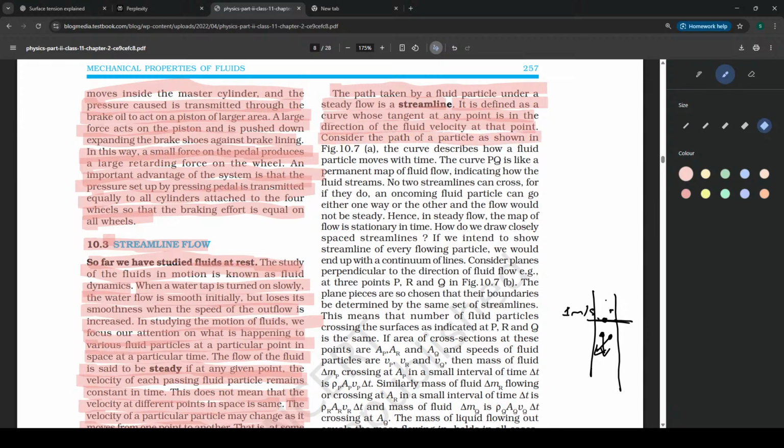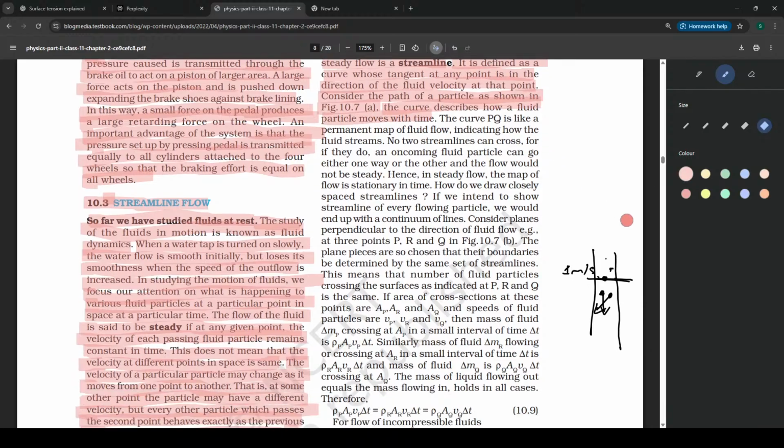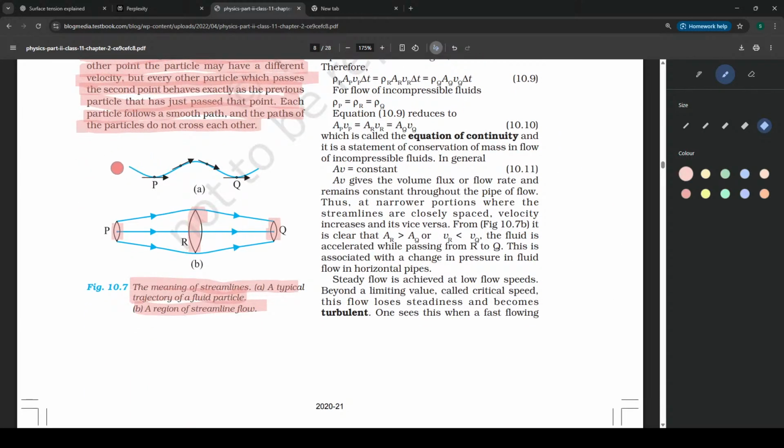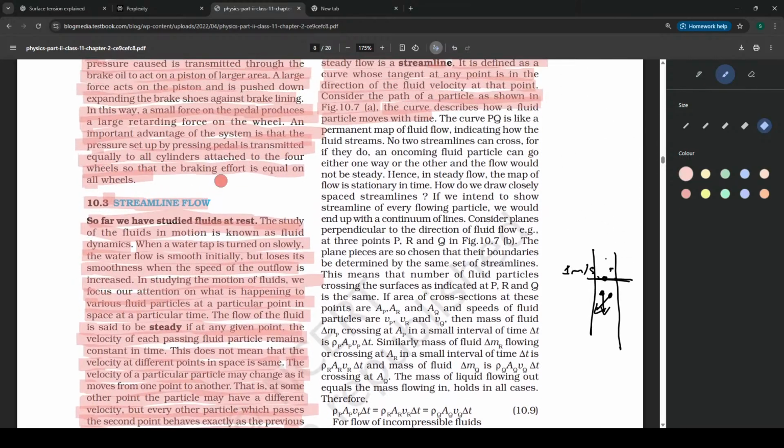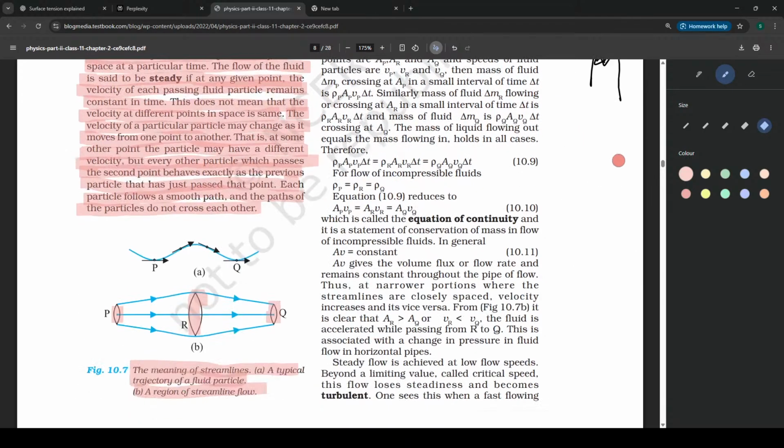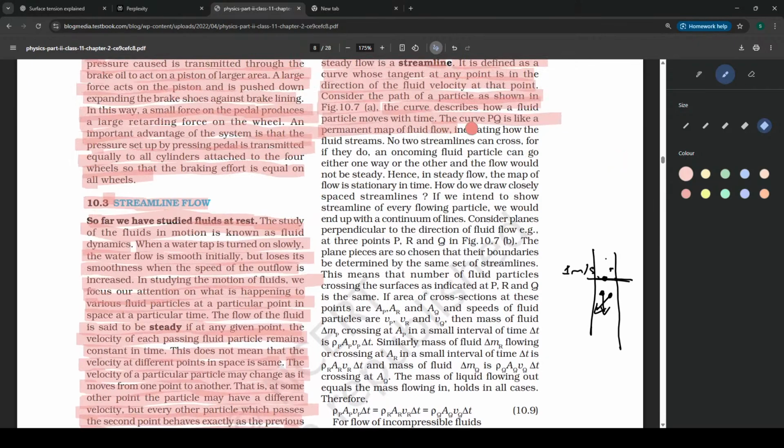Consider the path of a particle as shown in figure 10.7a. The curve describes how a fluid particle moves with time. This shows how a fluid particle moves with time. The curve PQ is like a permanent map of fluid flow, indicating how the fluid streams. No two streamlines can cross, for if they do, an oncoming fluid particle can go either way, one way or the other, and the flow would not be steady.